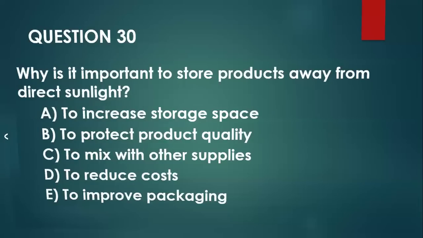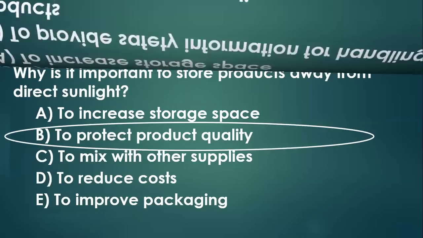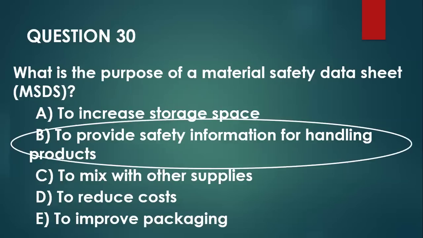Question number, supposed to be 31, but I still have 30 here. Why is it important to store products away from direct sunlight? You want to maintain product quality. What's the purpose of a material safety data sheet? That's your MSDS. We've talked about that. Usually that particular document provides safety information for handling products.